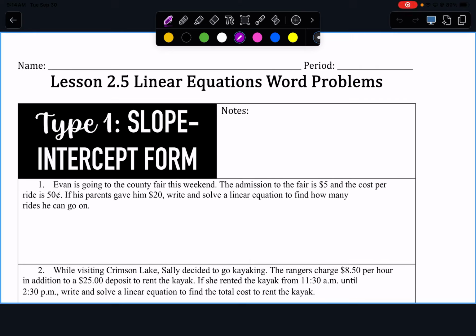All right, so we are looking at word problems today. Part of the reason I put this here at the end of the unit is it's letting us get a full review of all of the different forms that we've looked at so far in Unit 2.